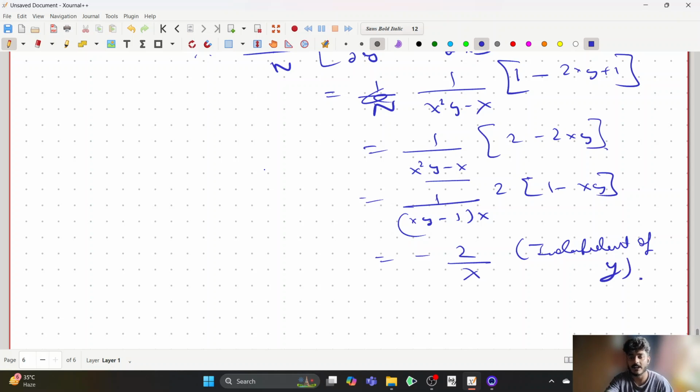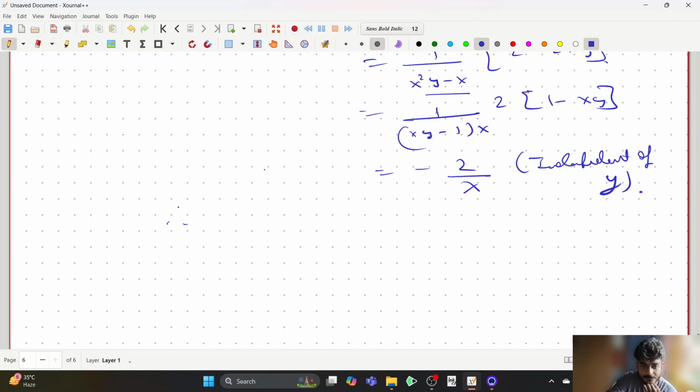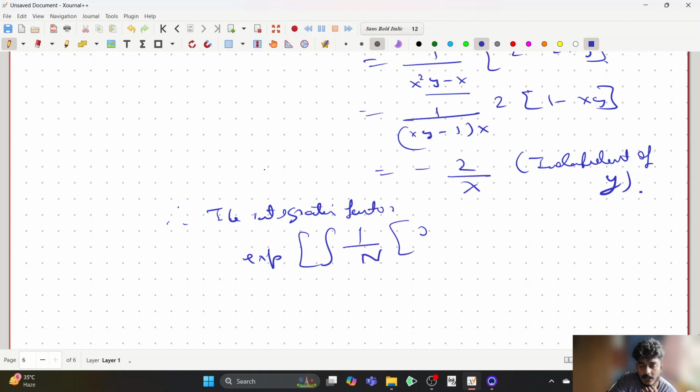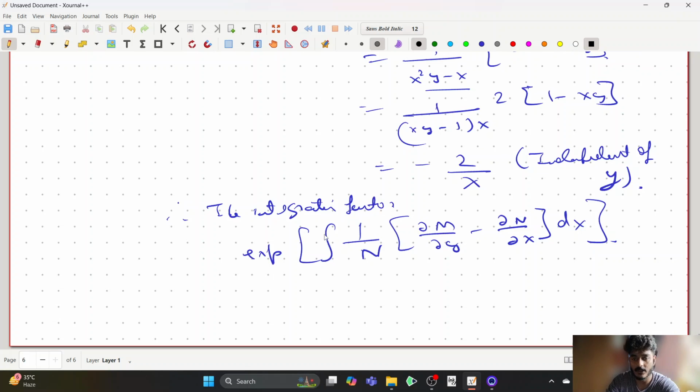And once it is independent of y, therefore the integrating factor, if you recall, what should it be? It should be the exponential of the integration of 1 upon N (∂M/∂y − ∂N/∂x) dx. Fine? Yes? Okay. Right.